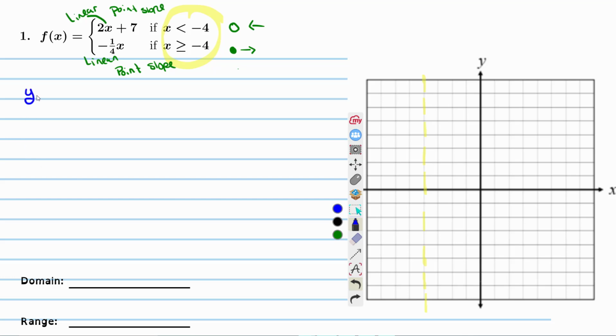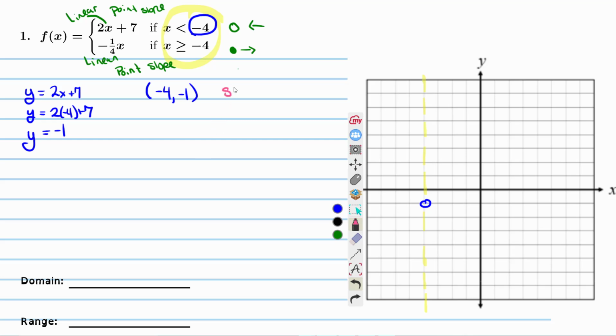So let's take the first one, y equals 2x plus 7. And I want to find out what's happening at that wall, so -4. So y equals 2 times -4 plus 7, so that's -1. So my point is at -4, -1. So I'm going to go ahead and plot that, -4, -1, open circle.